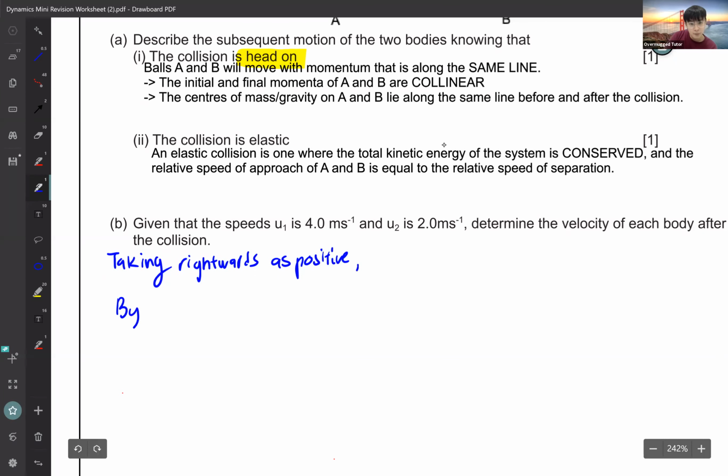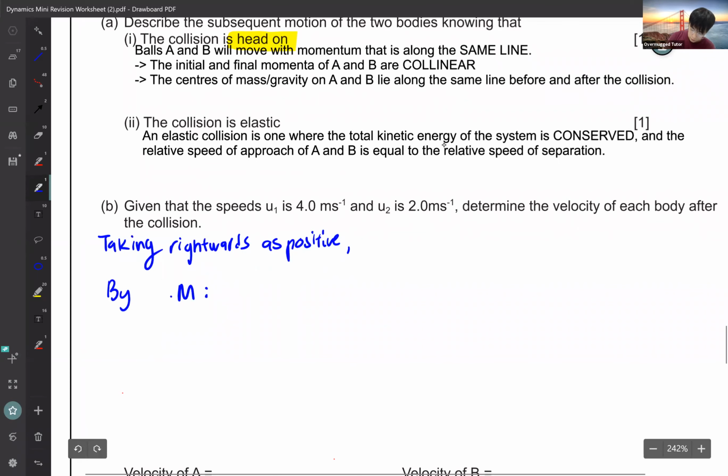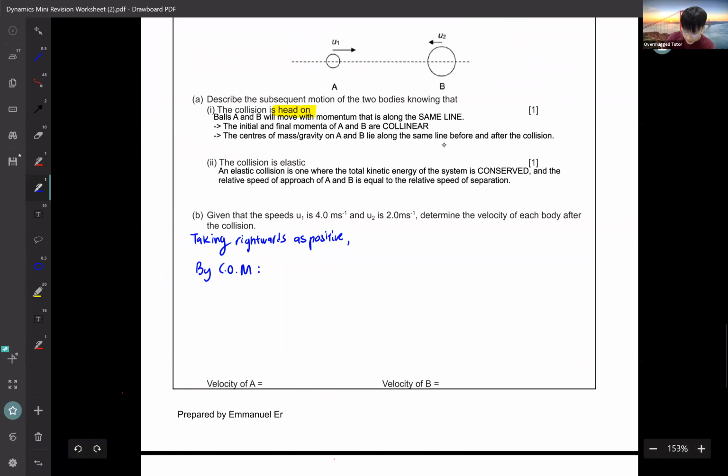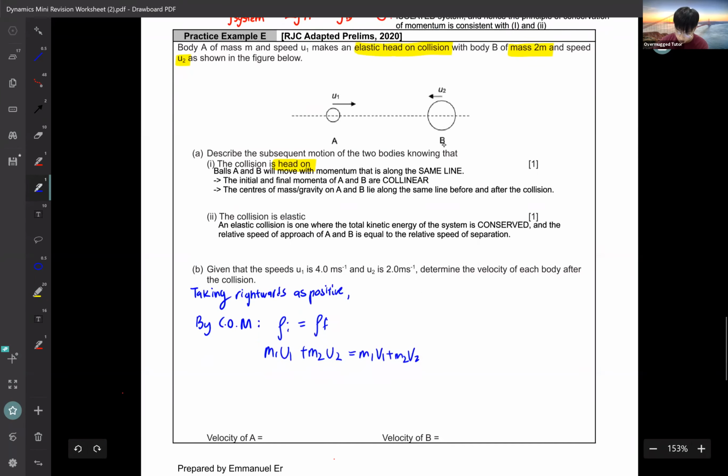Then by the principle of conservation of momentum. Okay? Some will also write it as COM, by conservation of momentum. Then what we can say is initial momentum is equal to final momentum. So M1U1 plus M2U2, because that's the total initial momenta, should be equal to M1V1 plus M2V2. Okay, so then from there, you just plug in the values.